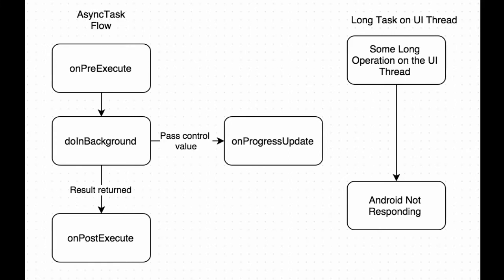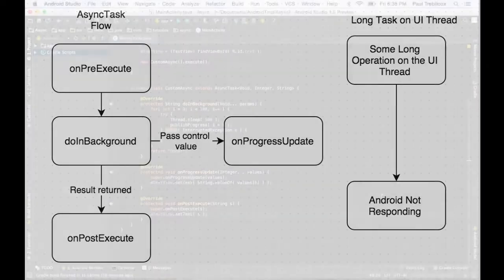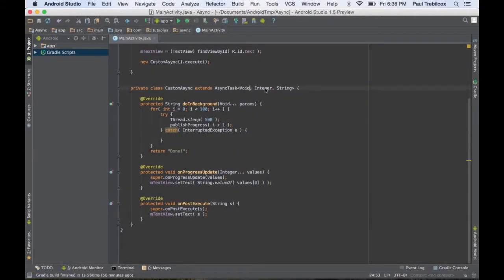When you're developing for Android, there will be times that you need to perform operations not on the UI thread. One of the options that you have is to use an async task. As you can see, there are three generics that need to be created with the async task, and in this case we're using void, integer, and string.